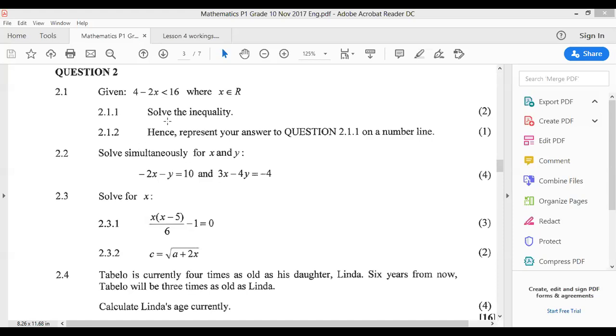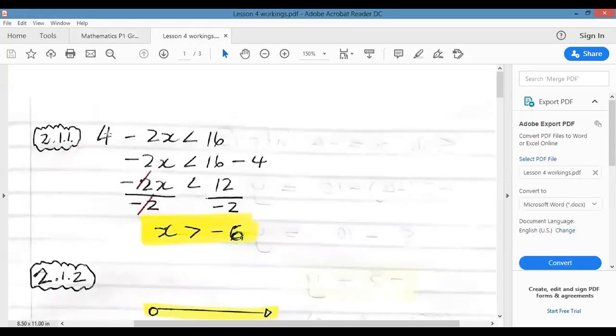Okay. So it says 2.1.1, solve the inequality. Okay, so now I want to show you how to do this one. Basically, it says to you 4 minus 2x less than 16, right? So now you have to transpose 4 to the other side. So now you're going to have negative 2x less than 16. When you transpose 4 to the other side, the sign will change. Therefore, you're going to have negative 2x less than 12, because 16 minus 4 is 12.